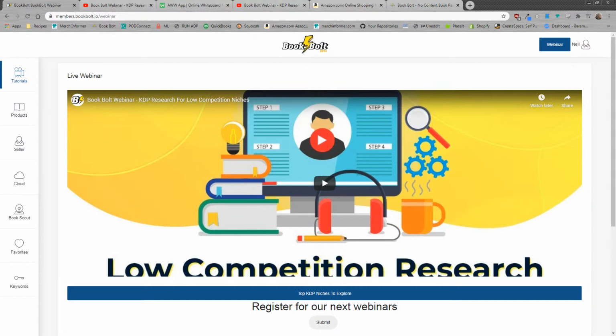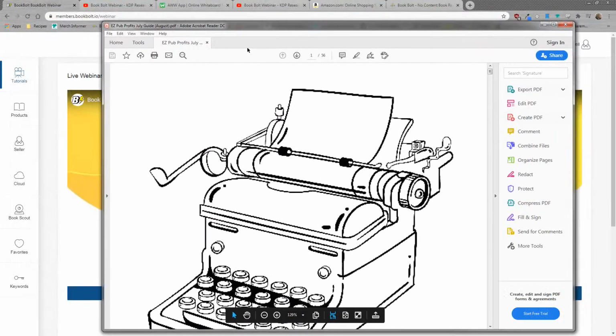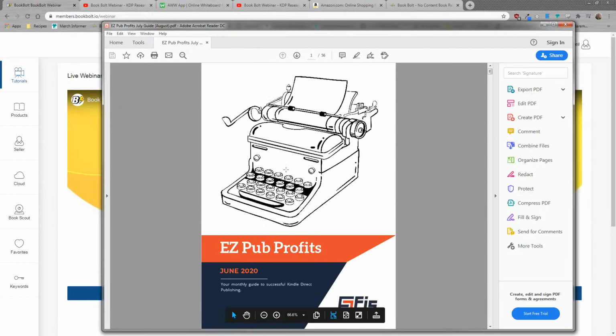So let me go ahead here while everyone is popping on, and open up the EasyPub Profits Guide. All right, so this is what you want open on your computer. You guys can see it right here. This is what we're going to be going through.